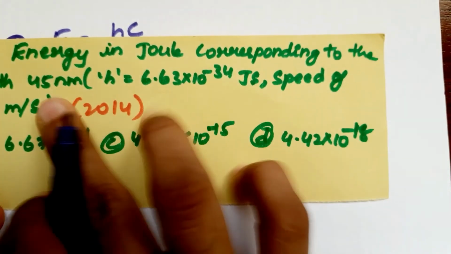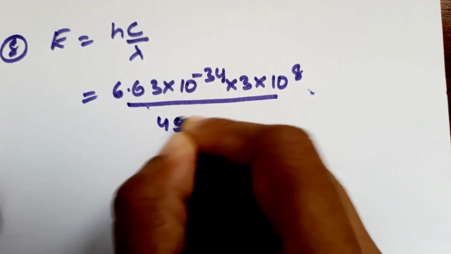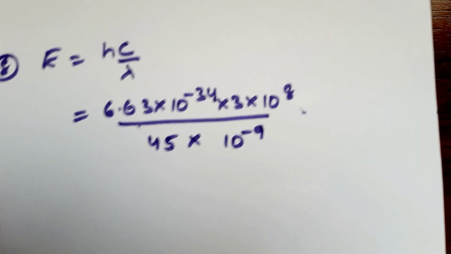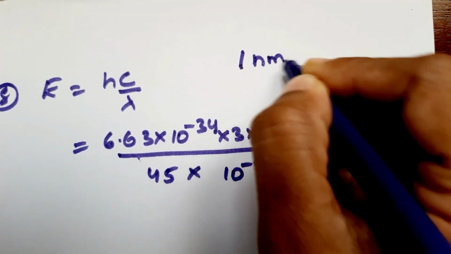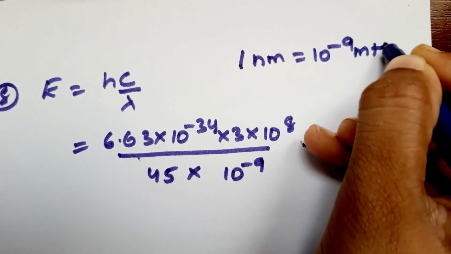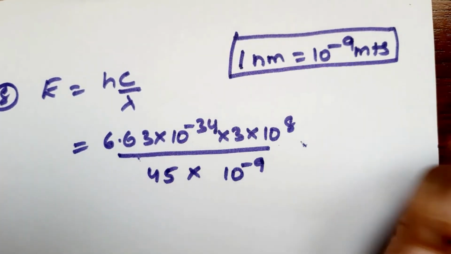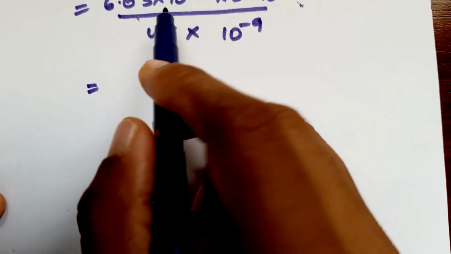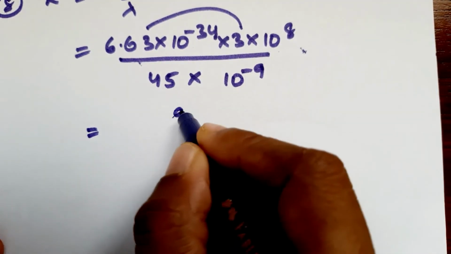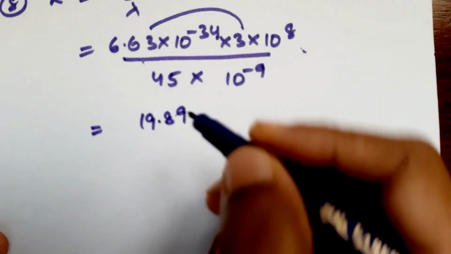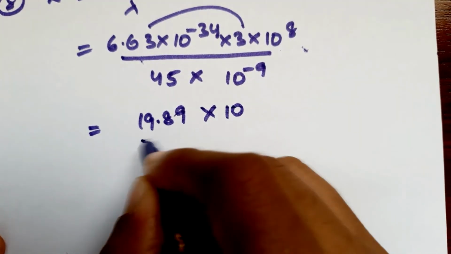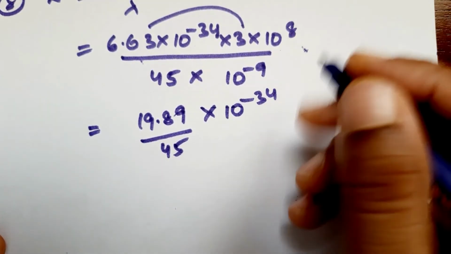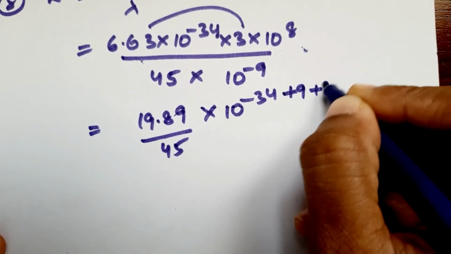Here 45 nanometers. 45 nanometers means we have to convert into meters. As we know, 1 nanometer is equal to 10 power minus 9 meters. If you convert nanometers into meters, we have to multiply with 10 power minus 9. Then we get, see I am doing like this, 6.63 into 3 is 19.89 into 10 power minus 34, and with 10 power minus 9 we combine the powers.